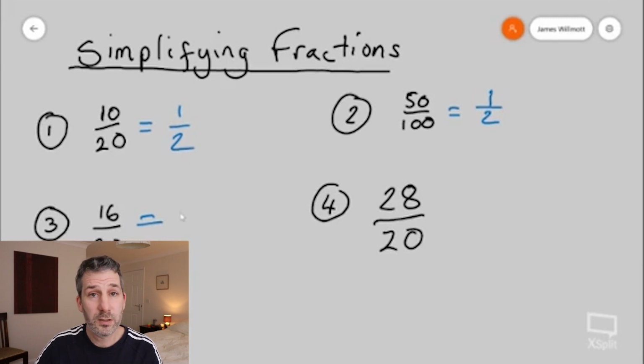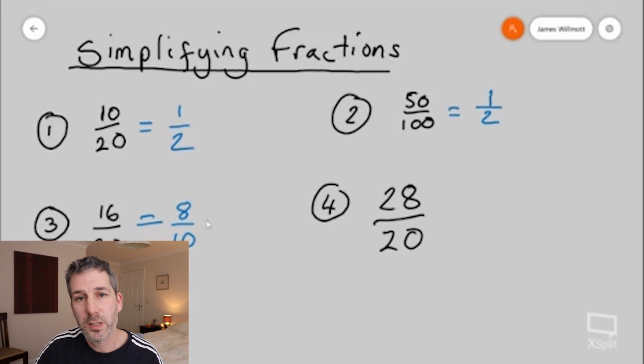So you can always start with that. Do both of these numbers divide by 2? Well, 16 divided by 2 is 8, and 20 divided by 2 is 10. So yes, both of those numbers divide by 2, so we can go ahead and do that, divide both of them by 2.